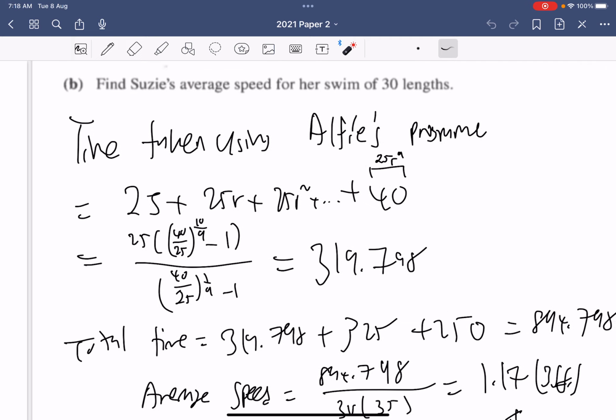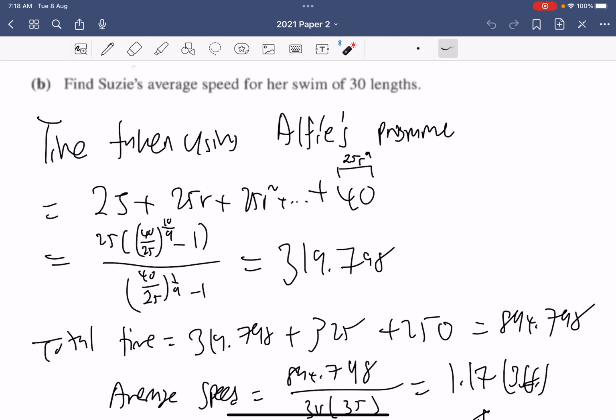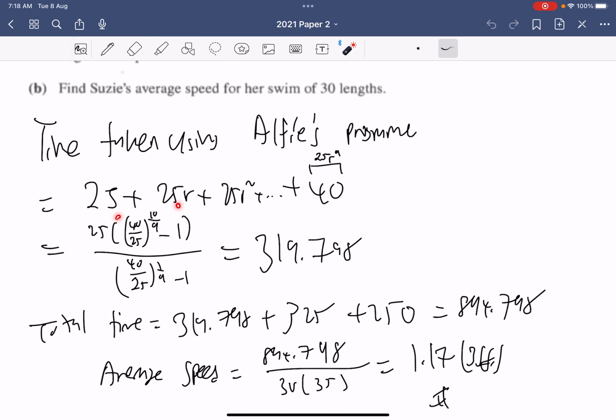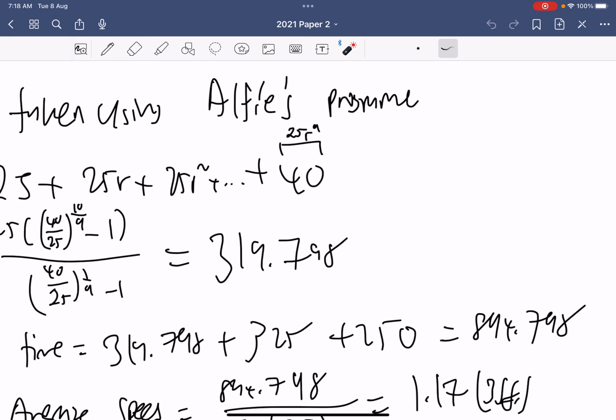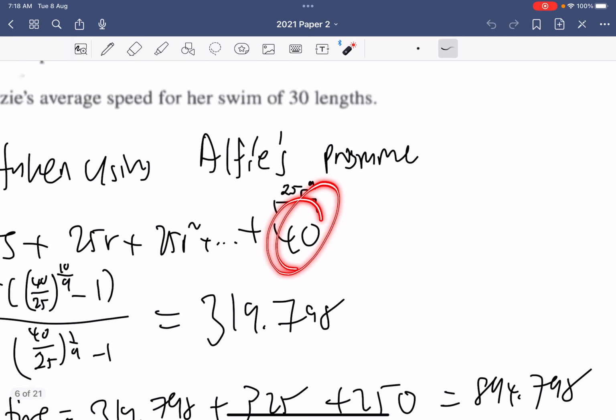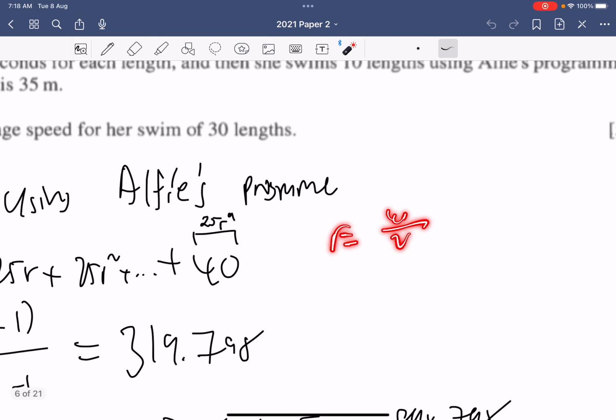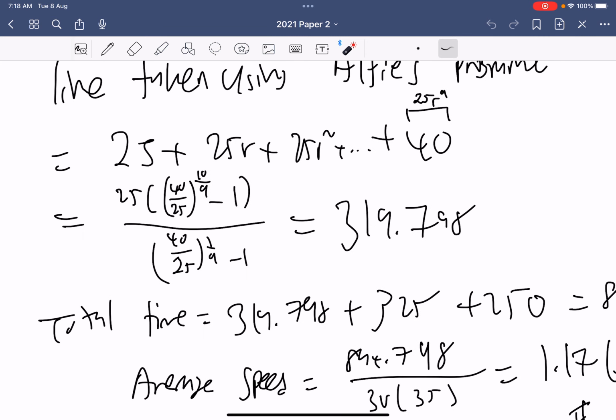So we just need to calculate the time taken using Alfie's program, which is 25 plus 25r plus 25r squared plus, up to 40. But using the geometric progression formula, we cannot do this first term plus last term addition anymore, and we actually need to find the common ratio. To do so, we need to recognize that 40 is just 25r to the power 9, because 40 is the 10th term. So r is actually 40 divided by 25, to the power of 1 over 9.